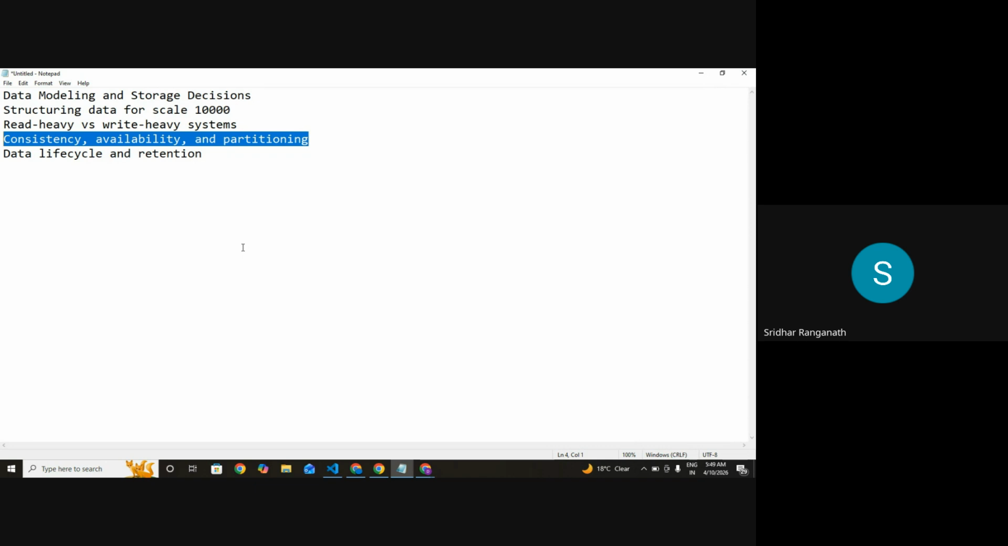And then availability. Today, with multi-region, multi-continent applications, it has to be available anytime. I can't say it is available only from 9 to 5 and not after that. Whenever the user wants, morning, evening, night, my system or my data should be available to him. That is availability. And then partitioning.